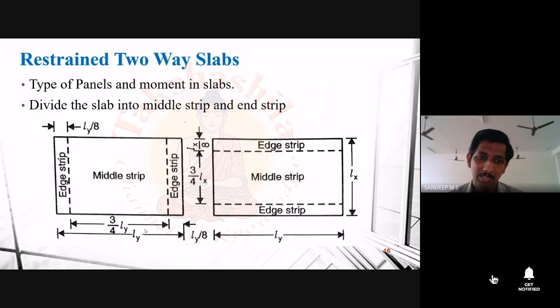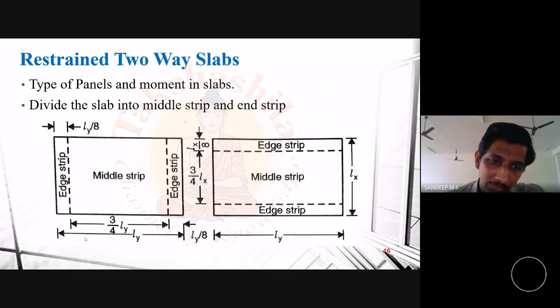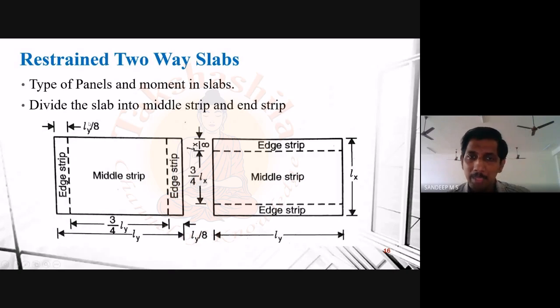of these are actually given as 3/4 of your Ly. That will constitute the length of the middle strip, and the edge strip will constitute Ly by 8, that is the total length by 8 on both sides. So that is how you have to split the slab in both directions, in the x direction as well as in the y direction. This figure is actually taken from your IS 456.